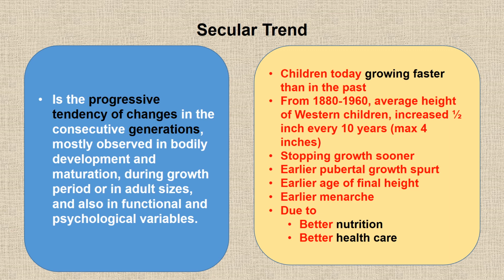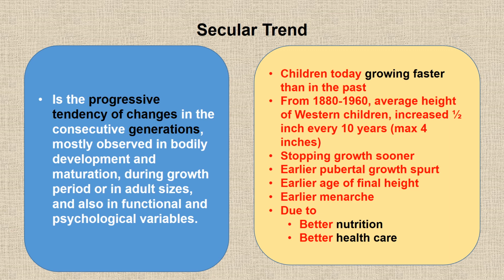Secular trend. Now, what is meant by secular trend? This is a progressive tendency of changes that happens in consecutive generations, mostly observed in bodily development and maturation during the growth period or in adult sizes, and also in functional and psychological areas. For example, children today are growing faster than in the past.